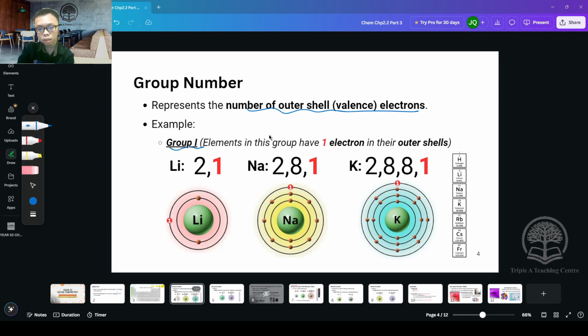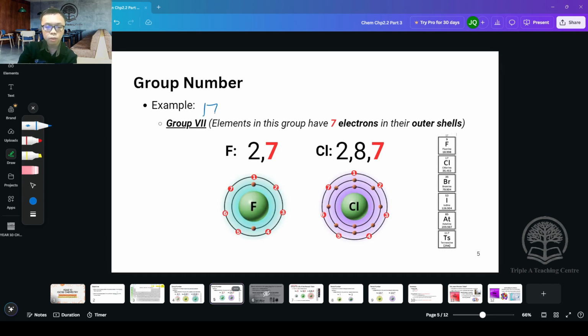For example, group 1. The elements in this group will have 1 electron in the outer shell, from hydrogen to francium. For example, lithium, sodium, and potassium: the outer shell I highlighted in red is 1, so they are in group 1. Another example, group 17: the elements will have 7 electrons in the outer shell, so the valence electron is 7. For example, fluorine, chlorine, bromine. As I highlighted in red, the outer electron is 7, so they are in group 17.